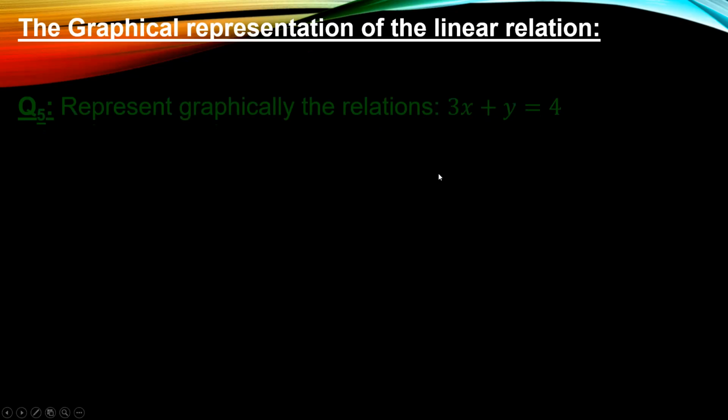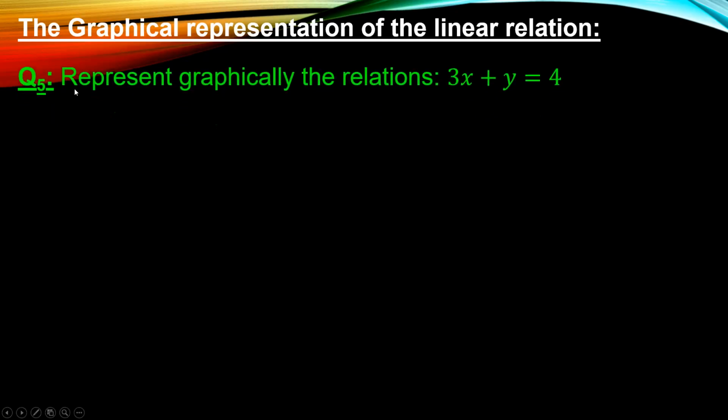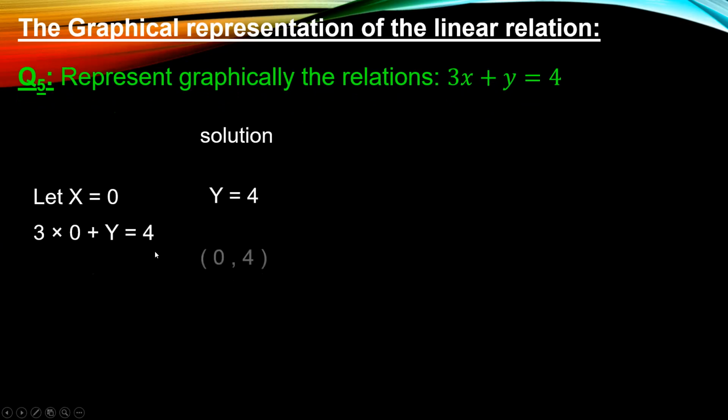Let's learn how to get the graphical representation of the linear relation. Here, to represent graphically the relation 3x plus y equals 4, let the value of x equal 0. So I will substitute here the value of x by 0. So 3 times 0 plus y equals 0 plus y equals 4. So here y equals 4. So this ordered pair will be 0 and 4.